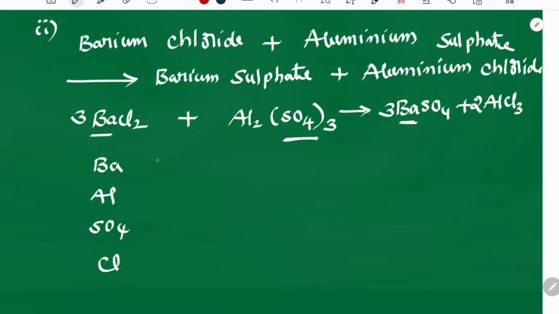On this side, 3 bariums. How many aluminiums on this side? 2 aluminiums. How many sulfates? 3. How many chlorines? 6. On the other side, same: 3 bariums, 2 aluminiums, 3 sulfates and 6 chlorines. So the equation is balanced.